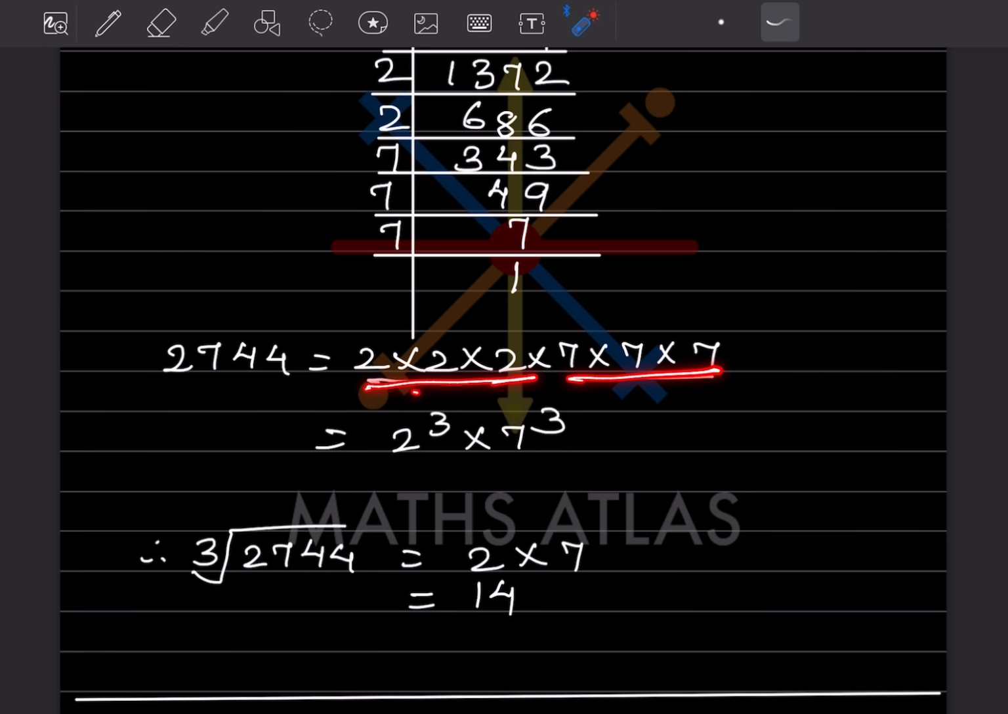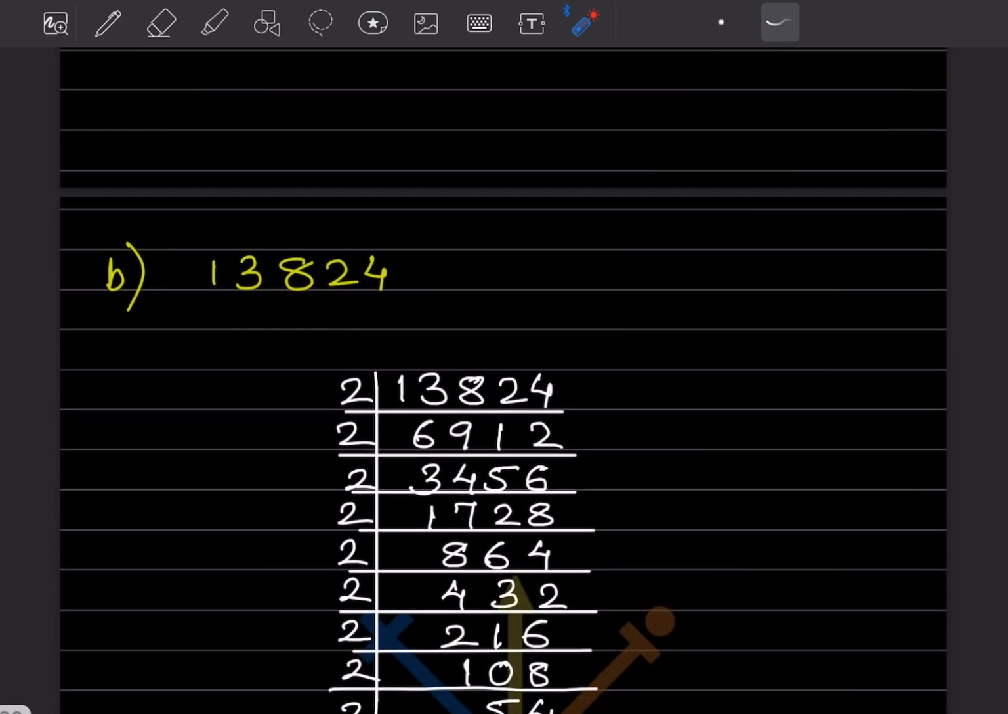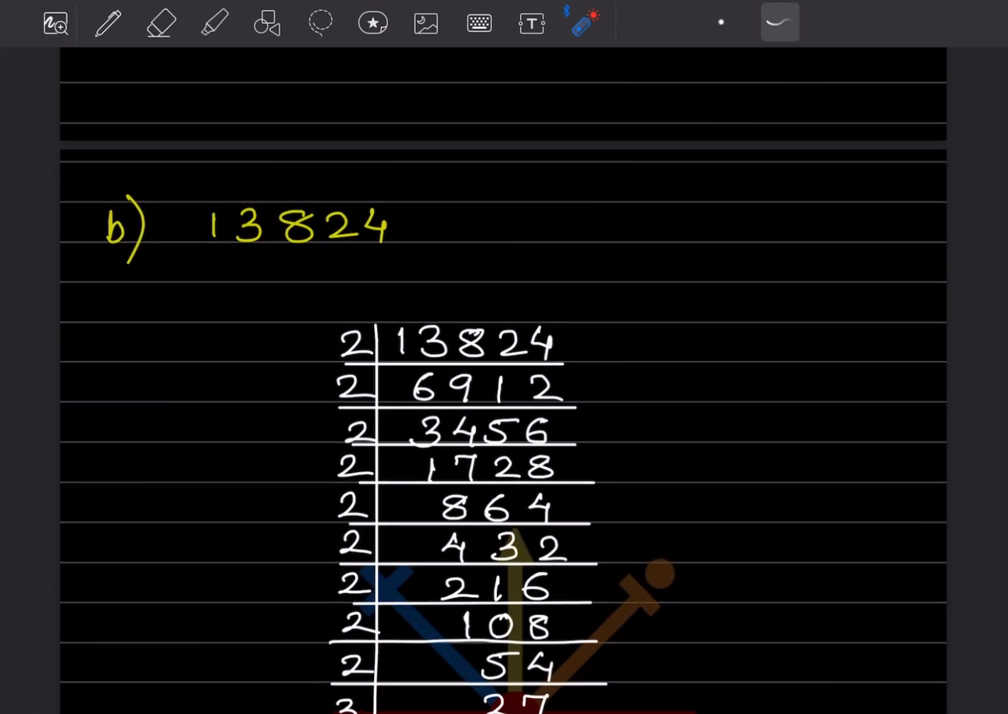So here, this will be 2 cube into 7 cube. So what will you write here? Cube root of 2744. Just because we are going to take the cube root of it, we'll just take 2 and 7. So 2 multiplied by 7 is going to be 14.